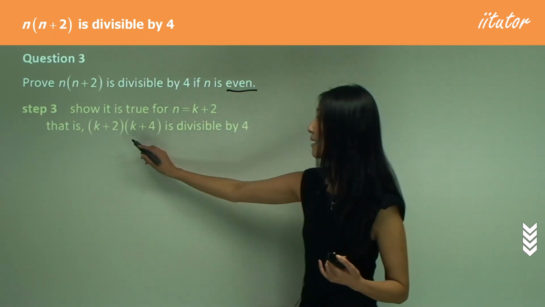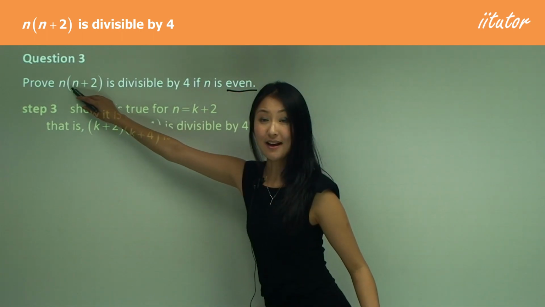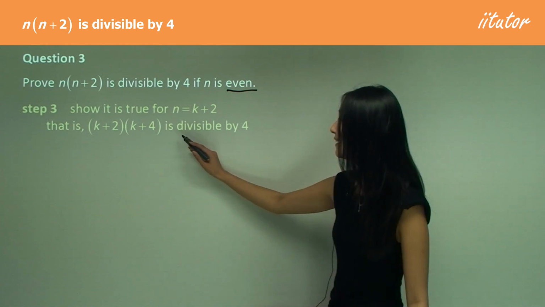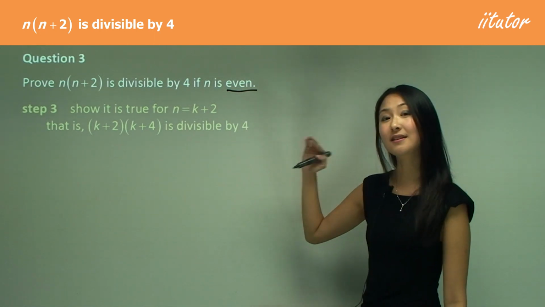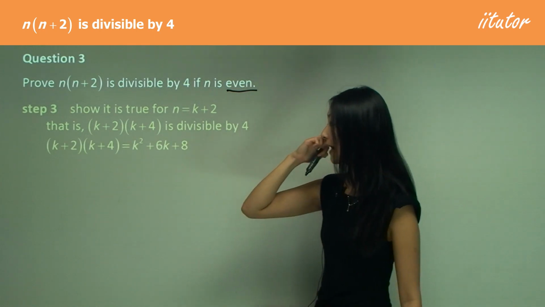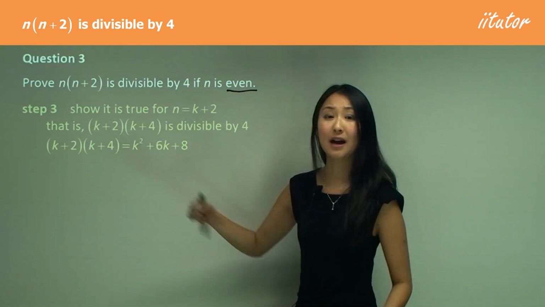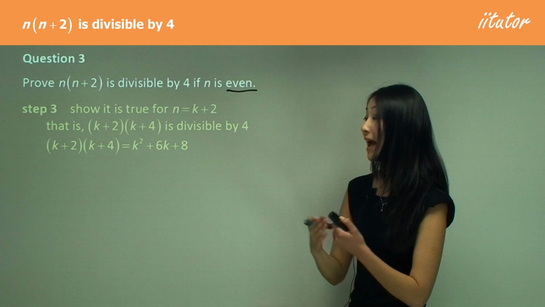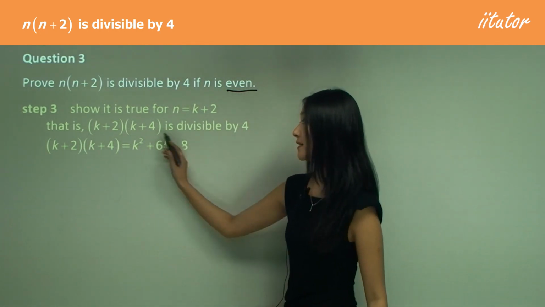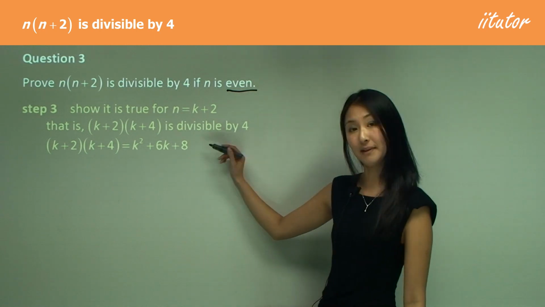That is k plus 2, which is n just there, and then we have k plus 2, which becomes k plus 4, is divisible by 4. So this is what we want to prove, and looking at that, we can't really do anything with it yet, so we have to expand it. So k times k is k squared, 2 plus 4 gives us 6k, 2 times 4 is 8.